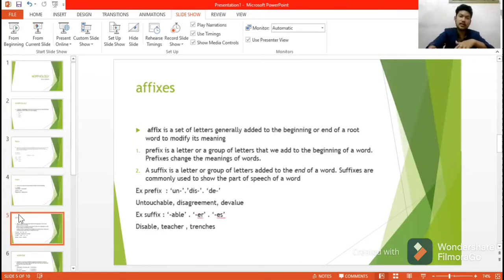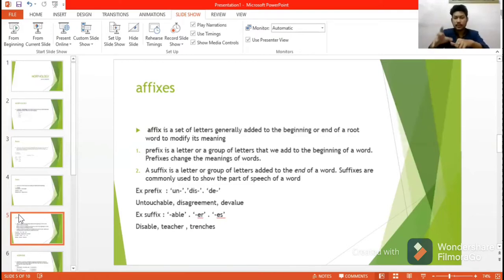An affix is a set of letters generally added to the beginning or end of a root word to modify its meaning. Affix has two parts, that is prefix and suffix. A prefix is a letter or a group of letters that we add to the beginning of a word. Prefixes change the meaning of a word. And a suffix is a letter or group of letters added to the end of a word. Suffixes are commonly used to show the part of speech of a word. Take a look at the examples of affixes.